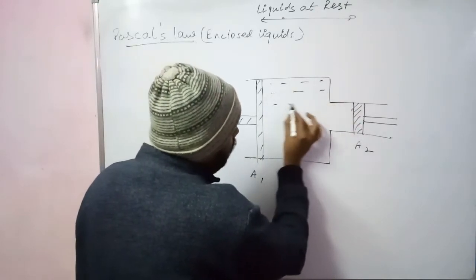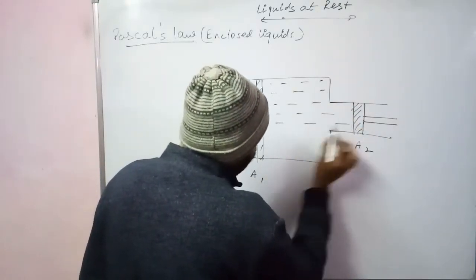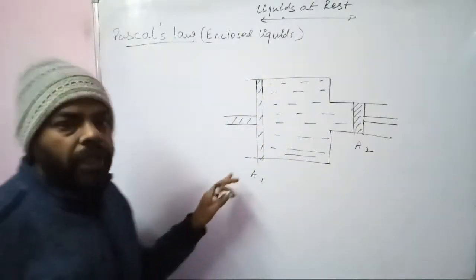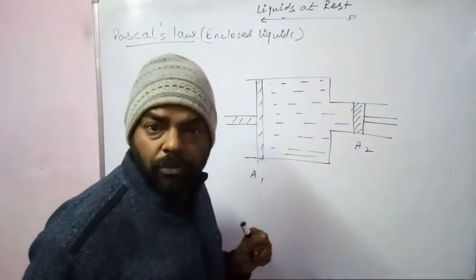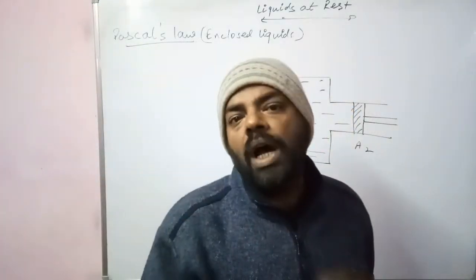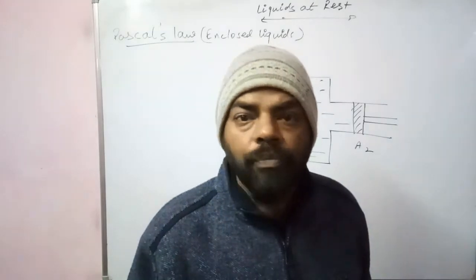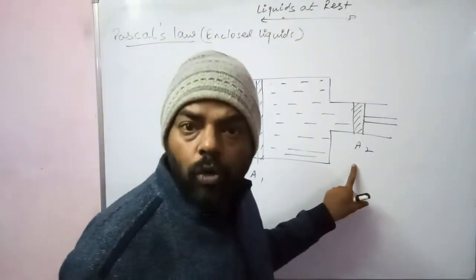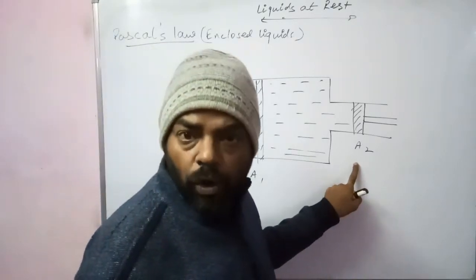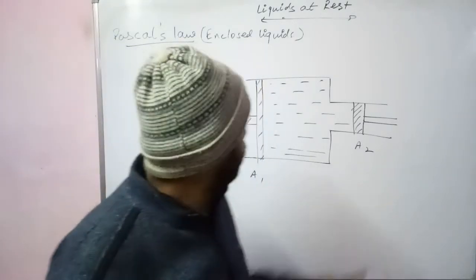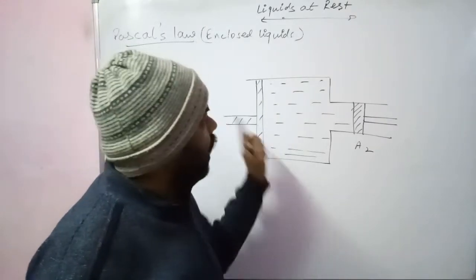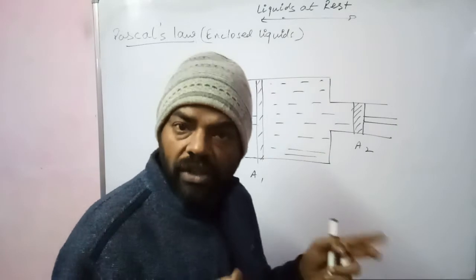Suppose some liquid is enclosed within the system. Take a look. We are considering a system of pipes. The pipes are connected with each other. One is the broader pipe and the other one is the narrower pipe. The pipes are provided with frictionless and movable pistons. The piston in the narrower pipe has area of cross section A2, and the piston in the broader pipe has area of cross section A1. And liquid is enclosed within the system.